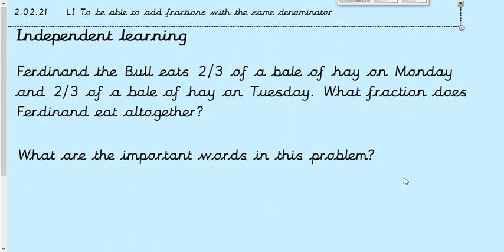Our first question today says, Ferdinand the bull eats 2/3 of a bale of hay on Monday and 2/3 of a bale of hay on Tuesday. What fraction does Ferdinand eat altogether? Before we think about how we're going to work it out, what are the important words in this problem? Pause the video and see if you can have a think about what the most important words are.